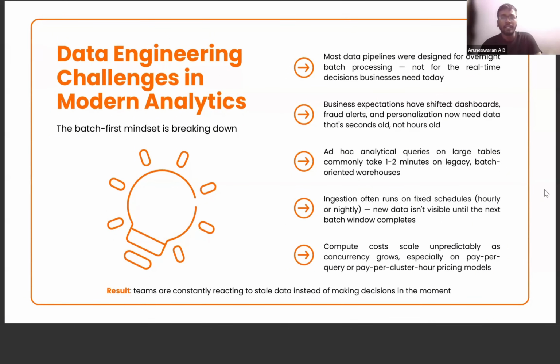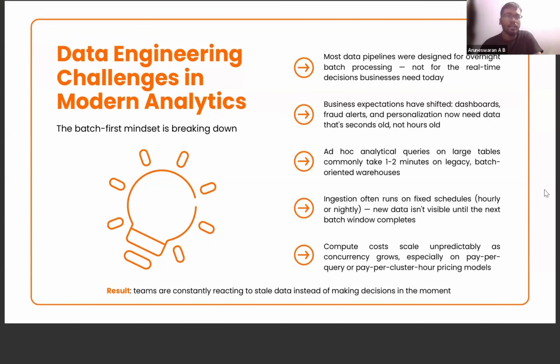The second thing is business expectations, where we have fraud detection alert systems and personalized data. In the traditional setup, we have our data only on an hourly basis, but we don't have it at the second level. Until the next processing cycle, we only have the hourly data.